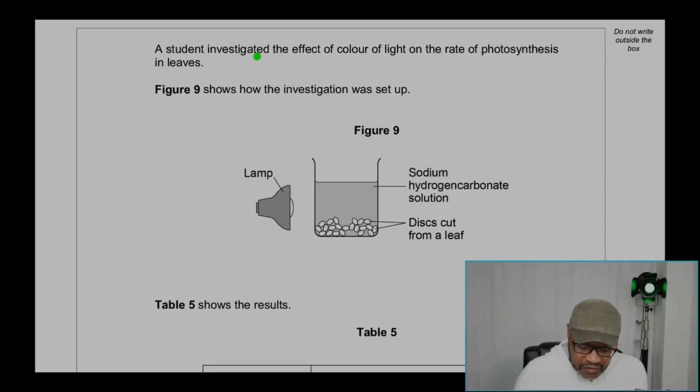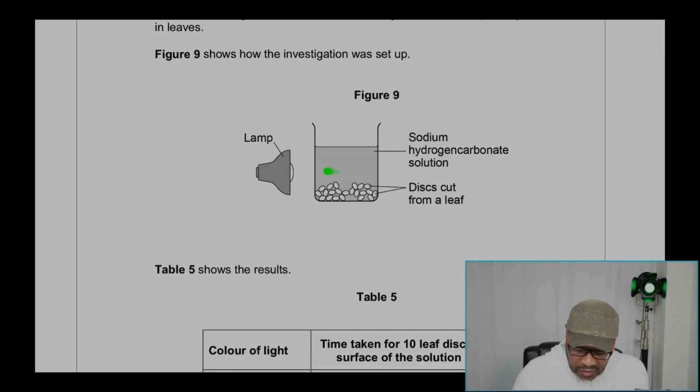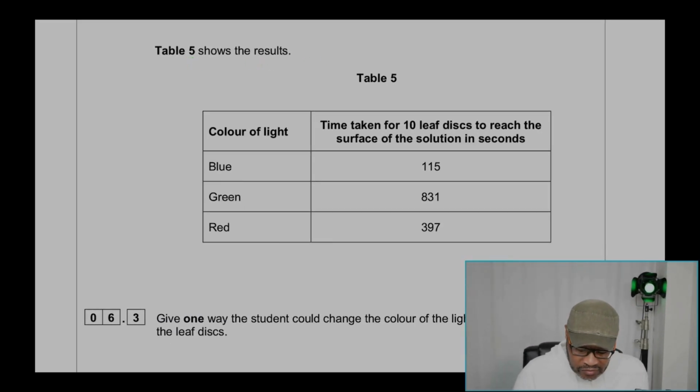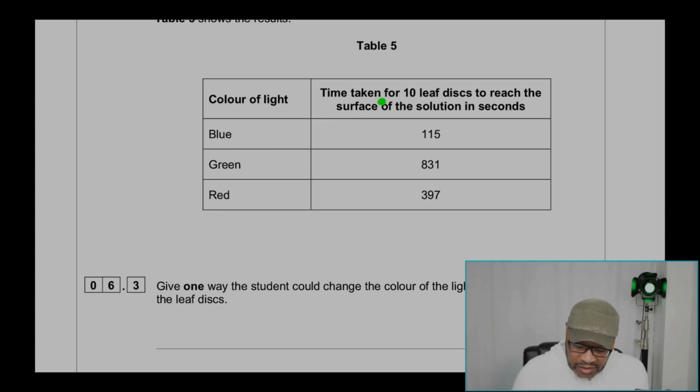A student investigated the effect of color of light on the rate of photosynthesis in leaves. Figure 9 shows how the investigation was set up. We have a lamp, and the light will shine onto the beaker of sodium hydrogen carbonate solution. Inside is a disc cut from a leaf. Table 5 shows the results. Color of light, blue, and time taken for 10 leaf discs to reach the surface of the solution in seconds: 115 for green, 831, and for red, 397.